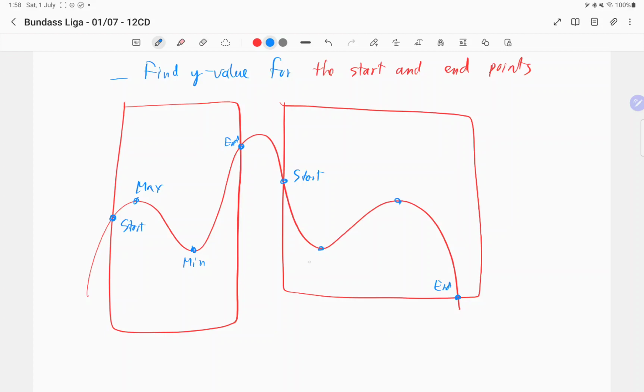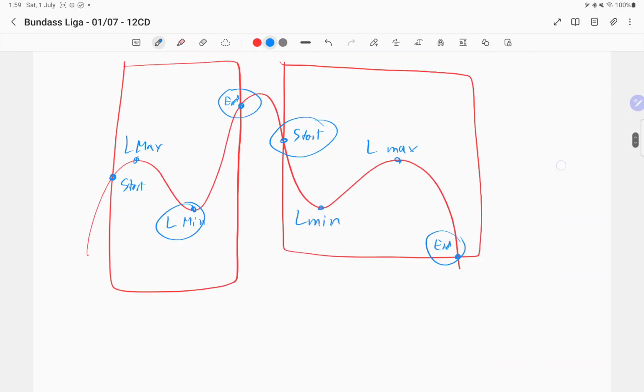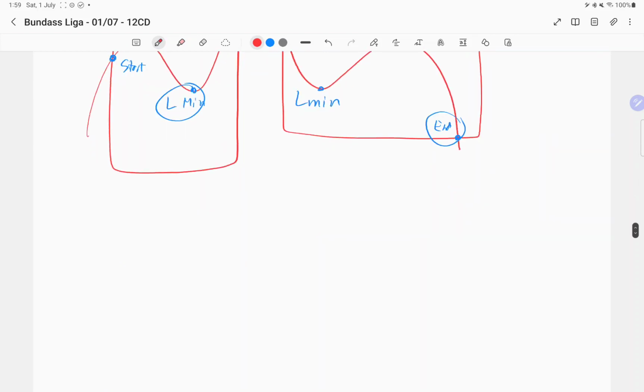So that's the local max and local min, right? Which one would be the absolute maximum? The start point. Which one is the absolute minimum? The end point, right? You see what I mean: you just need to find the y values of 2 types of points, the start and end points, or the stationary points. Let me give you another example. Say a function looks something like that. It ends here, it starts here. So the absolute minimum is the end point, and the absolute maximum is the local maximum.